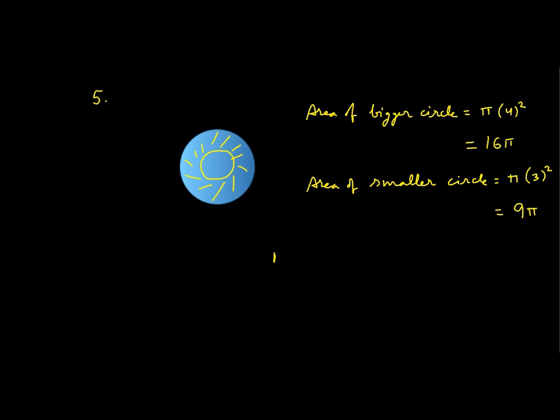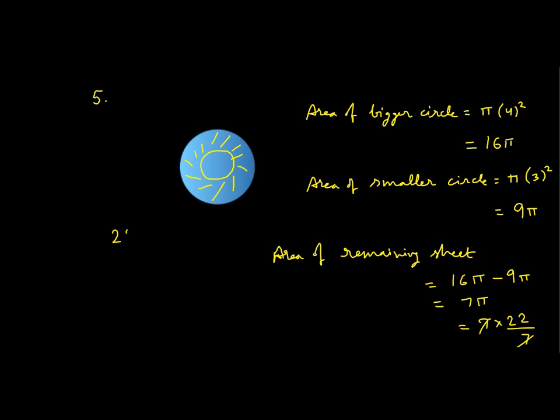Now area of remaining sheet, if we take out the smaller circle from the bigger one, will be the difference of these two, 16 pi minus 9 pi, which becomes 7 pi. Now I will put the value of pi. 7 times 22 by 7. So you will get the answer as 22 centimeter square. This is the area of the shaded region.